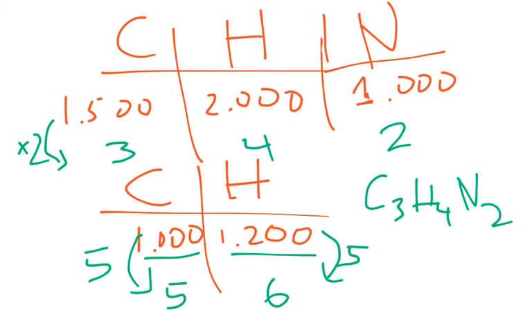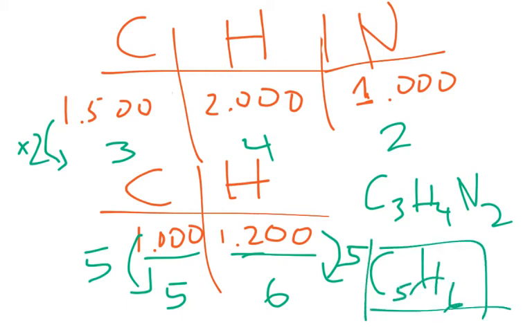Now you might be wondering, how did I figure out it was 5? Well, I know that 0.2 times 5 will give me 1. So therefore, if I multiplied 1.2 times 5, it would give me a whole number. So 1.2 times 5 is 6, and 1 times 5 is 5. So therefore, our empirical formula would be C5H6. So sometimes empirical formulas don't have the number 1 in them, and that's perfectly fine. Sometimes you just have to scale them up.